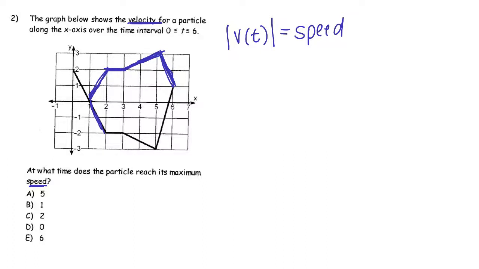So now if I look at this and ask you, when or at what time does the particle reach its maximum speed? Well, that's pretty easy to pinpoint now. It's right there at time t equals 5. So your answer choice is A.